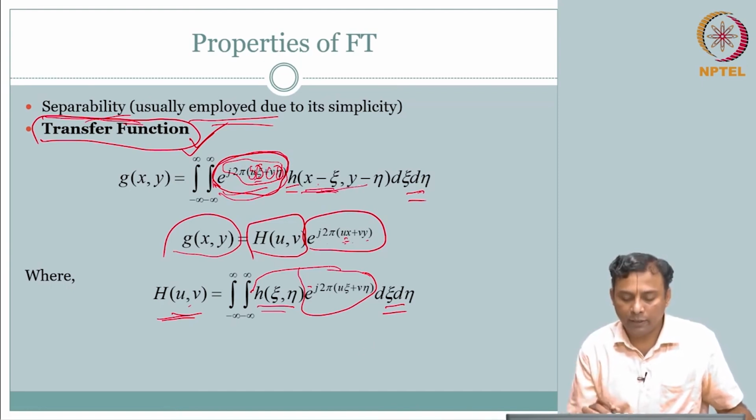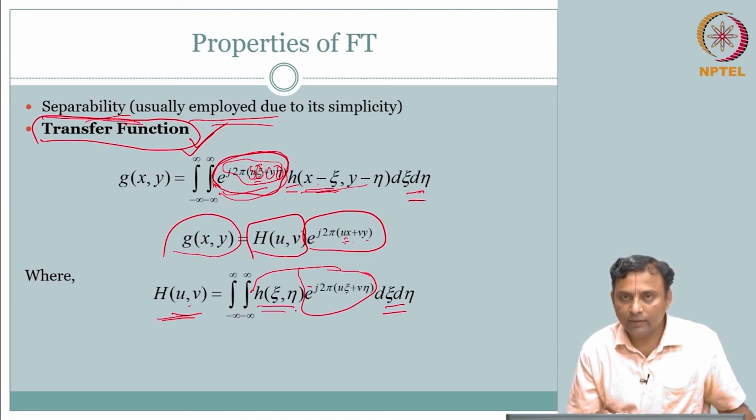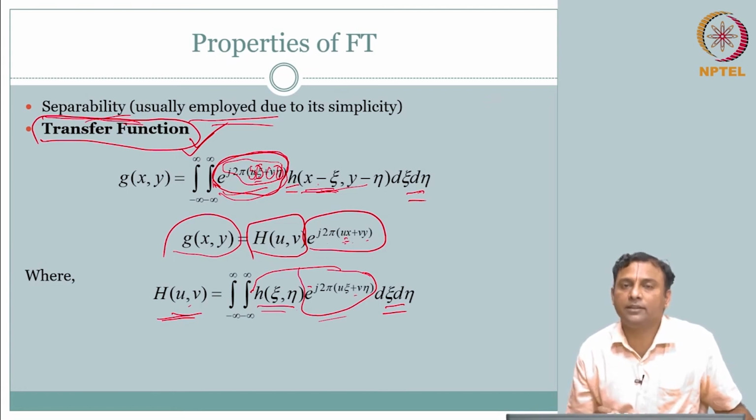Just substitute the variable and you will quickly be able to group the terms, or at least look at the grouping and identify that the double integral of h of epsilon eta, e power minus j 2 pi this guy, is nothing but the Fourier transform of h. What is h? System function.